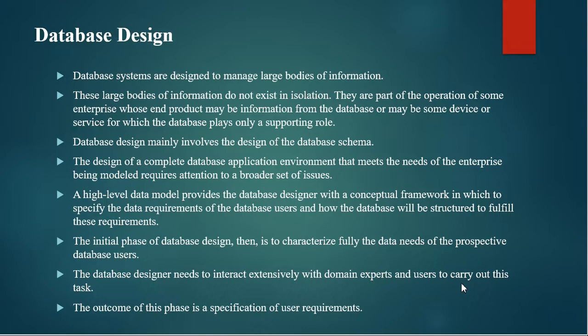For example, when we discussed the previous example about the instructor, in a database we had more than one table, or we can form more than one table in a database. Different tables may contain different types of information. So no specific information is kept isolated, kept unaware of the other table. They are part of the operation of some enterprise whose end product may be information from the database, or it may be some device or service for which the database will play a supporting role. Supporting role means somewhere you will be using the reference of the table.